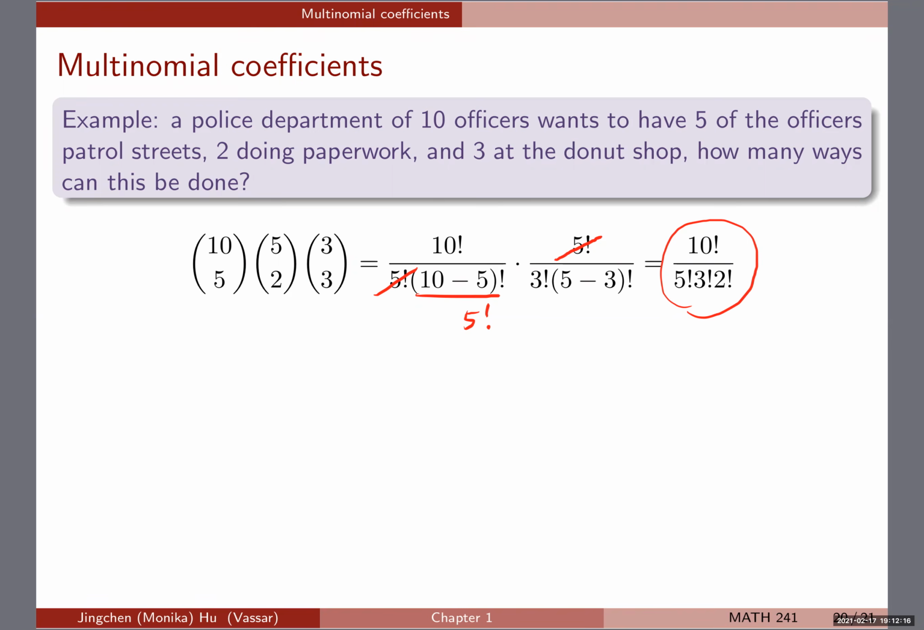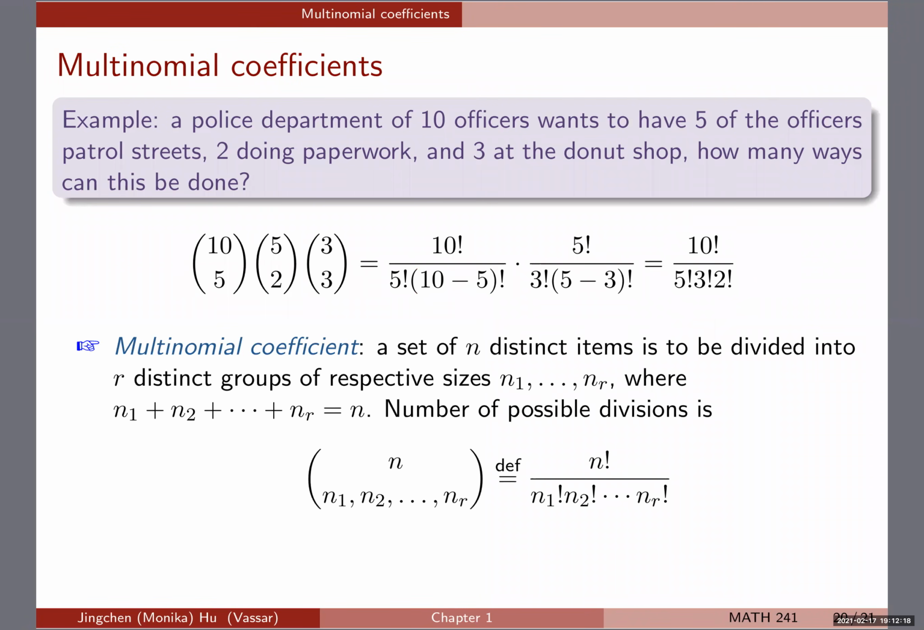So from here, we're able to introduce the multinomial coefficient. Generically, let's look at the question. The 10 officers are all different from each other. So we have a set of n distinct items or objects, and we want to divide them into r distinct groups. In this example, we have 3 groups: one for patrolling street, one for paperwork, and one for the donut shop. So we have 3 distinct groups of respective sizes, and we're given what the sizes are: 5 for the first, 2 for the second, and 3 for the last.